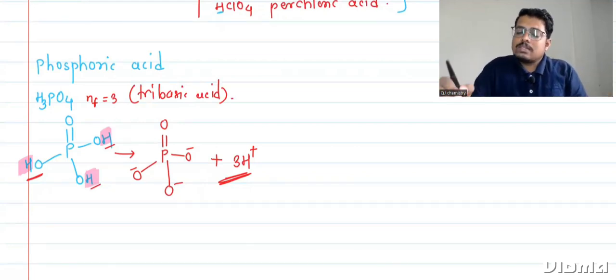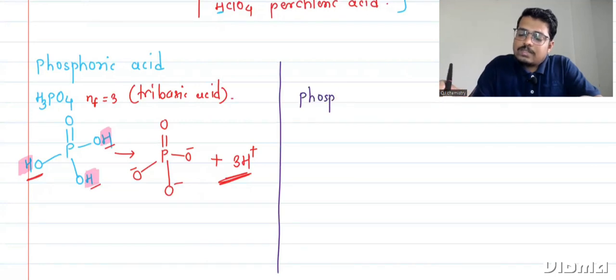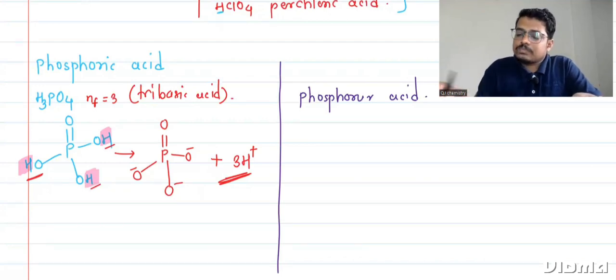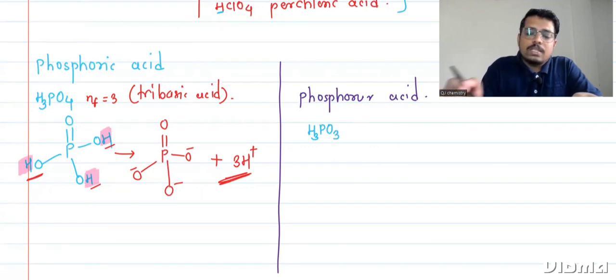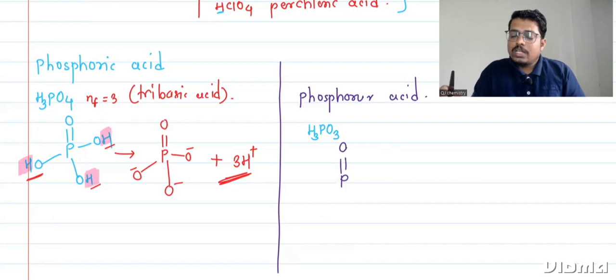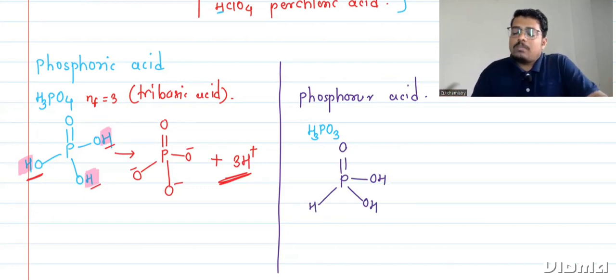Next example is phosphorus acid. In the case of phosphorus acid, the formula is H3PO3, and in the actual structure there are two OH groups which are directly bonded to phosphorus. One hydrogen is also attached to the phosphorus, and one double bonded oxygen plus an oxygen-phosphorus bond is present.